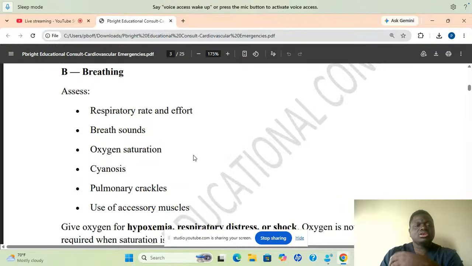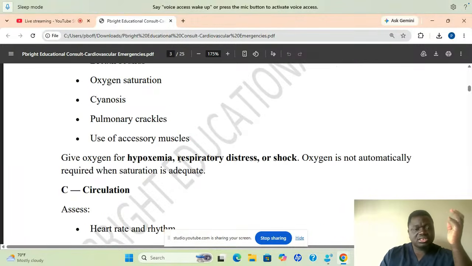Then the breathing: you are looking at the respiratory rate, the breath sounds of the patient, the oxygen saturations, the cyanosis. We are still in the assessment phase. We are assessing the patient to gather our data, the pulmonary crackles and use of accessory muscles. And you should be able to gather information, and you should be quick. This thing I'm saying, when it happens in real life, I'm not going to talk slowly like this. It's going to be quick. This is a quick assessment.